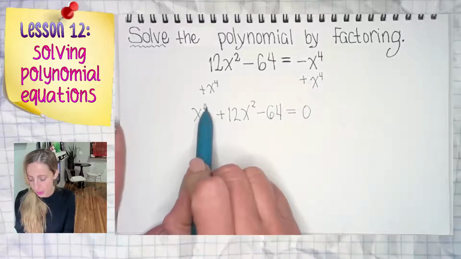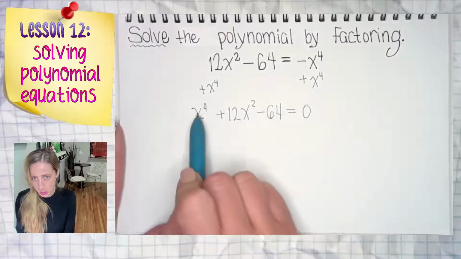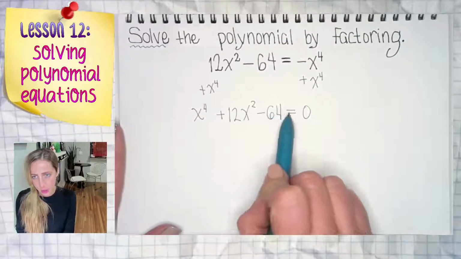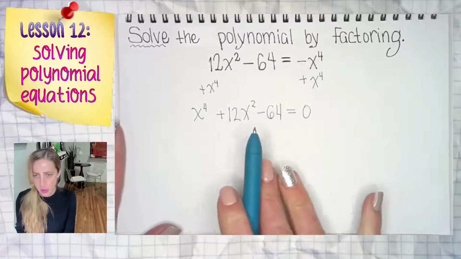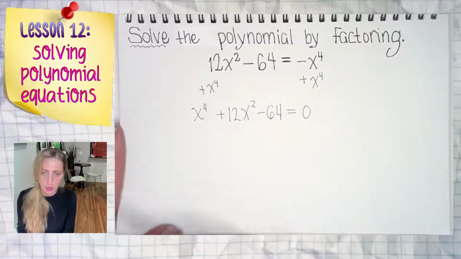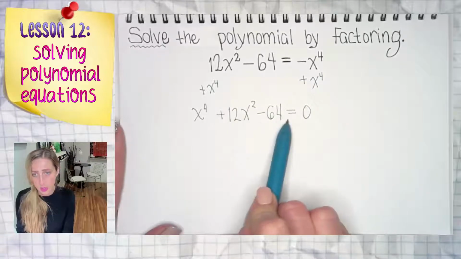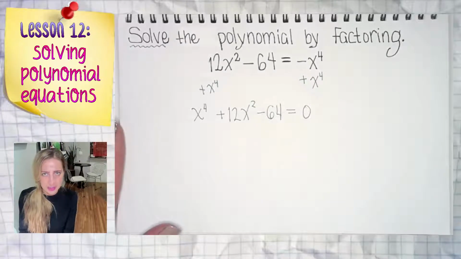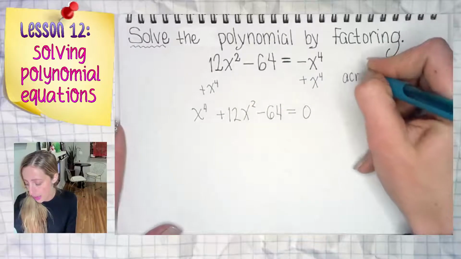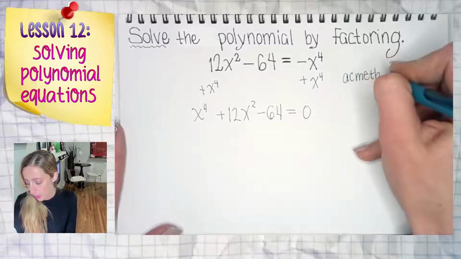We have a power here on our trinomial that is double the power of this, and here we have no variable. This is going to be a quadratic type. It's obviously not a quadratic. This is a quartic trinomial, but it is a quadratic style, and we can factor this using our AC method with grouping. What does that mean?